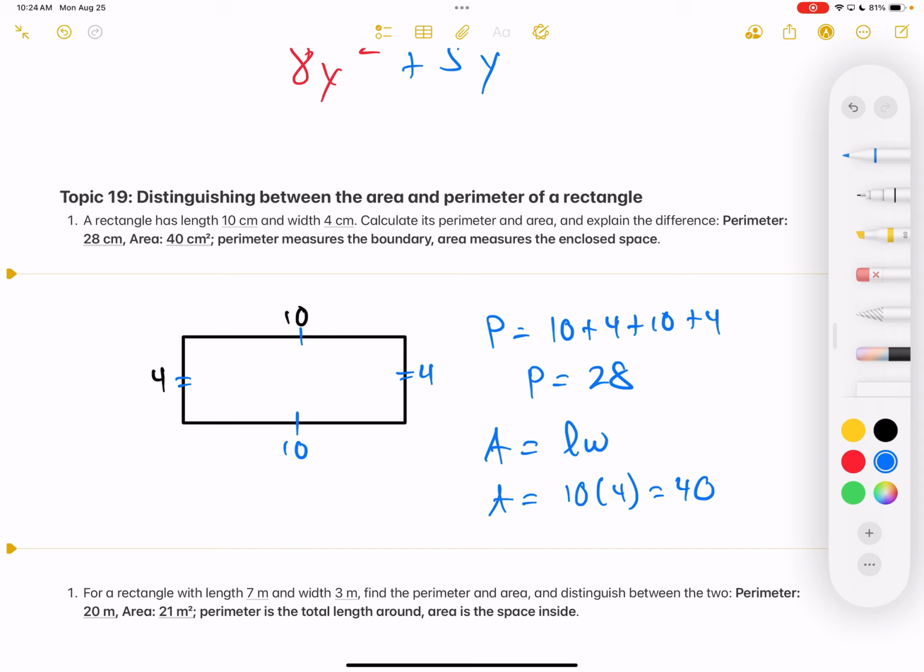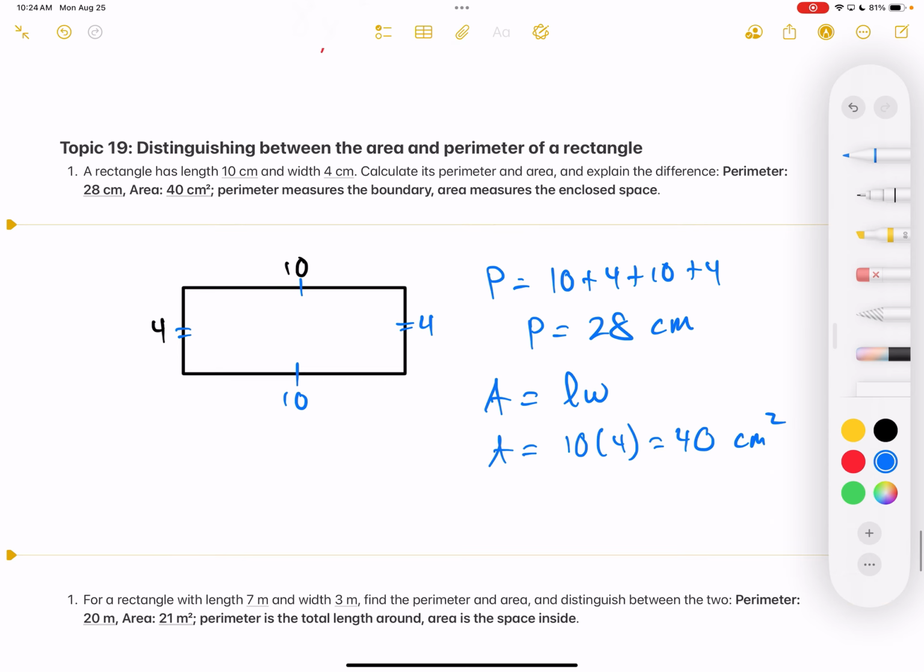One thing to note here, this is centimeters. I didn't do this on the last problem. This is actually centimeters squared. And you may have never had a teacher tell you this. They just know that when you do area, you do squared.